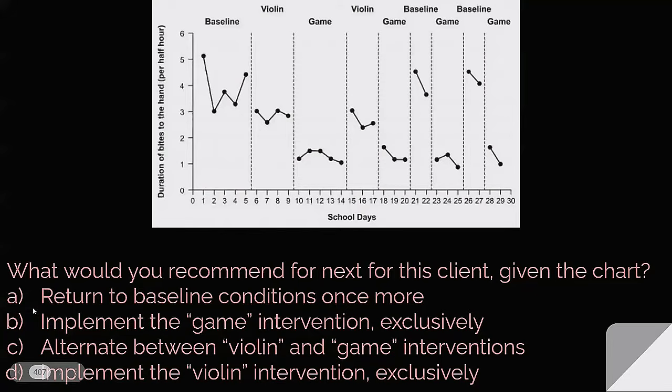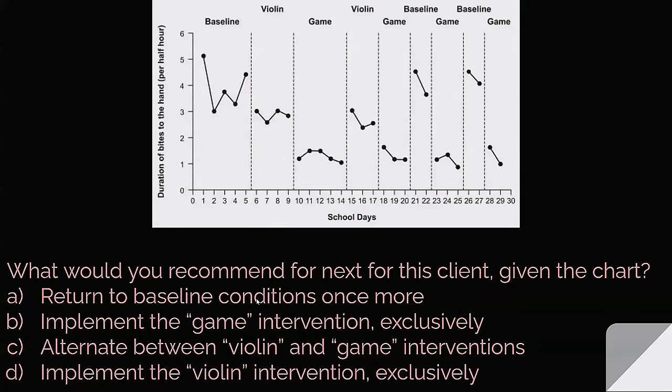So A, return to baseline conditions once more. It seems like that's happened quite a bit. You have to have a reason. Why would I do it? I would return to baseline conditions once more if I were confused or still unsure about what this last phase, this game phase, had to do in relation to baseline. But I'm not confused about that. There's plenty of data here to show that this game intervention has the duration of bites to the hand lowest. So I don't need to do A.